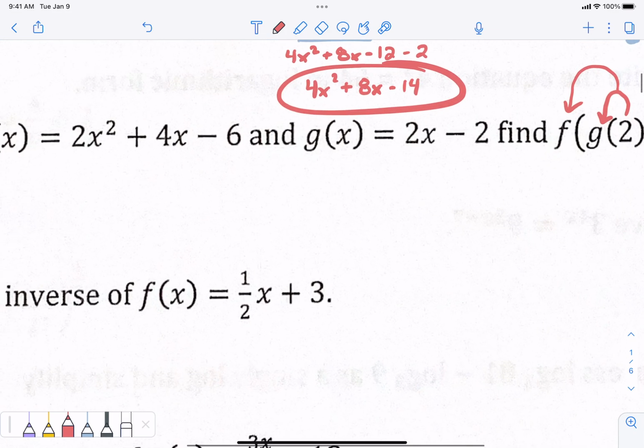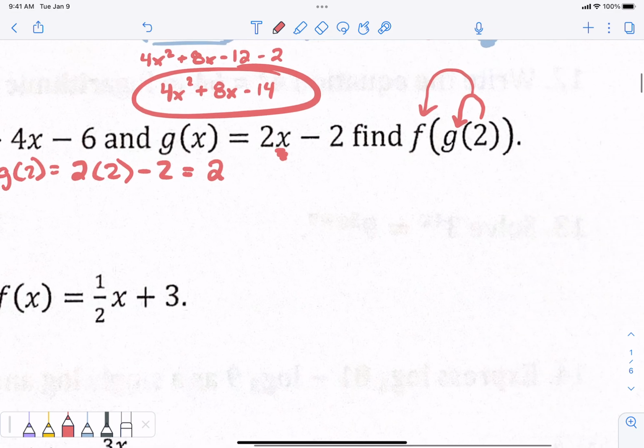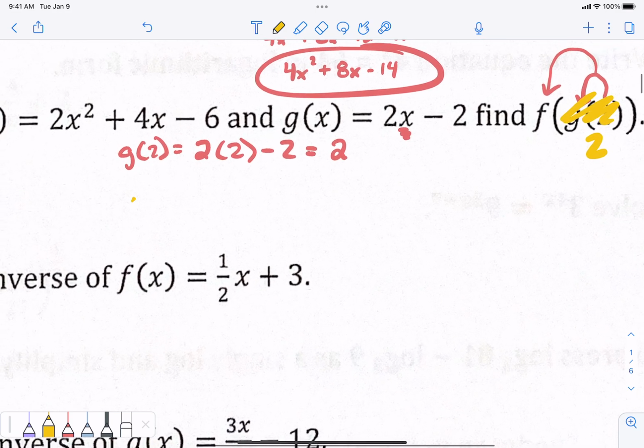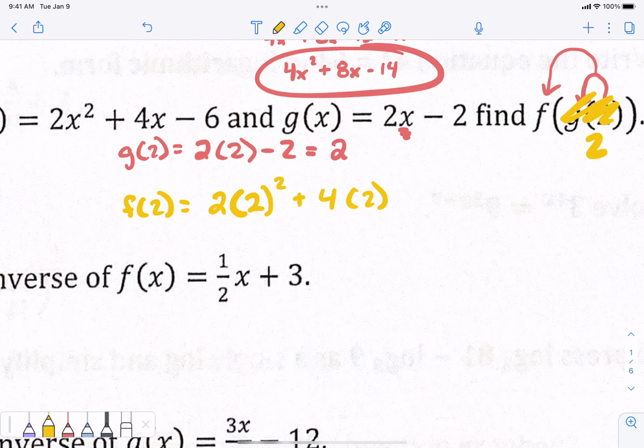So I'm going to do g of 2 first. And if I plug 2 in for g, I'm plugging 2 in for that x. So 2 times 2 minus 2 is a lot of 2's. And the answer is 2. Ha! That's a coincidence. So now, since g of 2 was 2, now I find f of 2, right? So I do f of 2 equals, okay, 2 times 2 squared plus 4 times 2 minus 6.